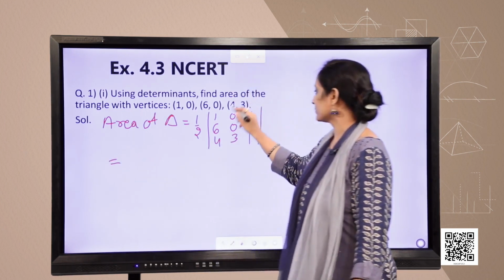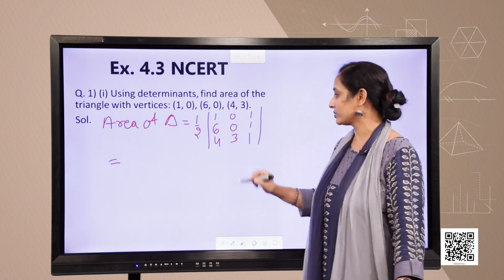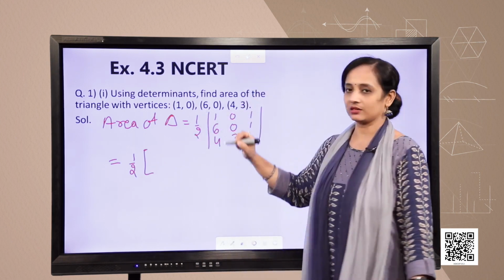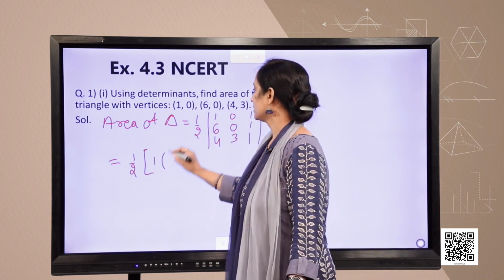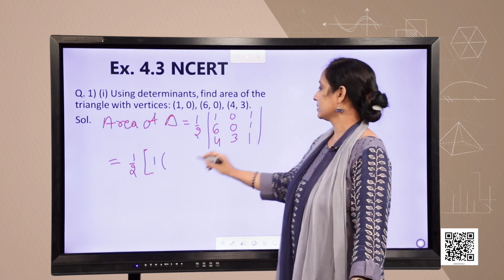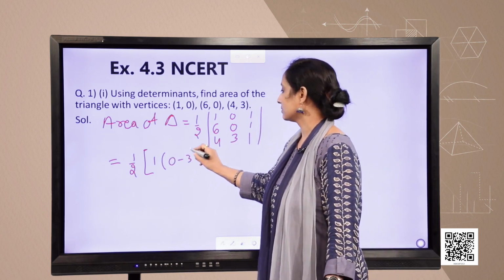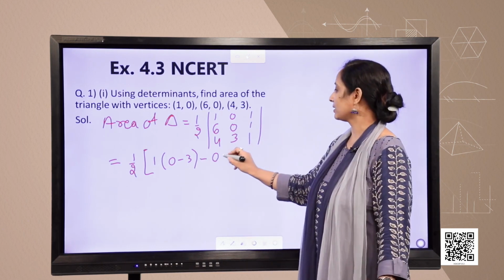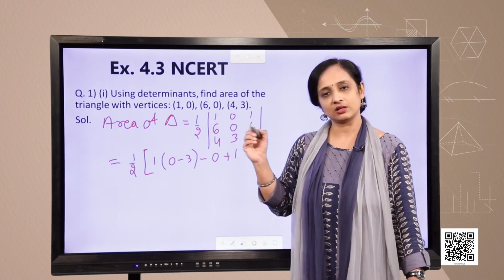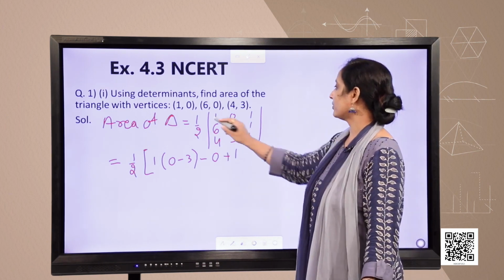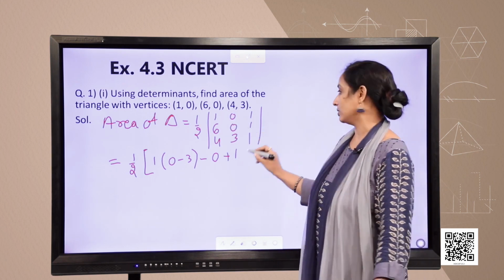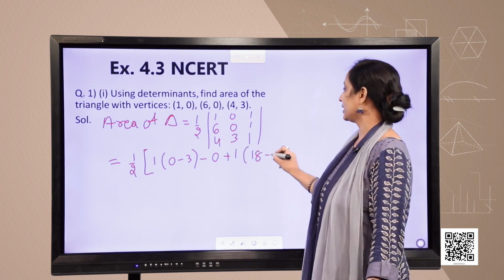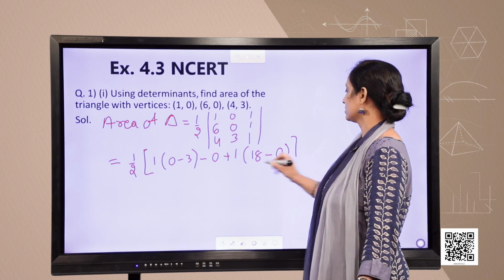You can solve this by using column 2. Why? Because it is having 2 zeros and 1 constant. But if you are not comfortable, you can solve it by R1. So you can write 1, delete first row and first column and multiply remaining elements like this. Take next element minus 0, you don't have to write anything because if you multiply anything by 0, it's going to be 0. Take next element 1, delete first row and third column and write down remaining elements by multiplying them. 6 into 3, 18 minus 4 into 0, 0.